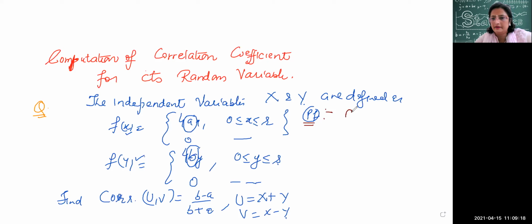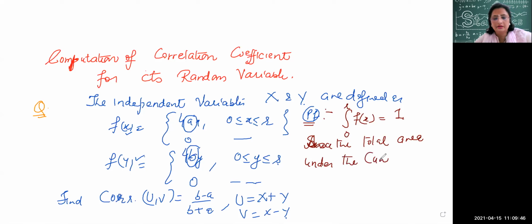To find the unknown quantity, what you will do, you know the area under the curve is always equal to 1. When we are talking about a random variable x and we have the PDF, the area under the curve is equal to 1, right? So you will write here, as the total area under the curve is unity. Okay, that is why we wrote this.